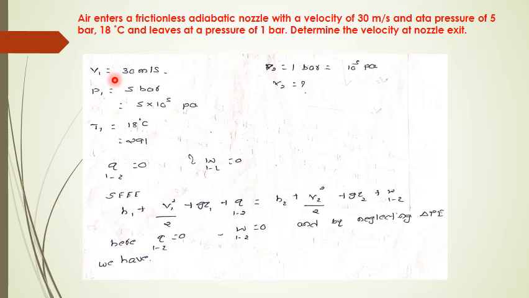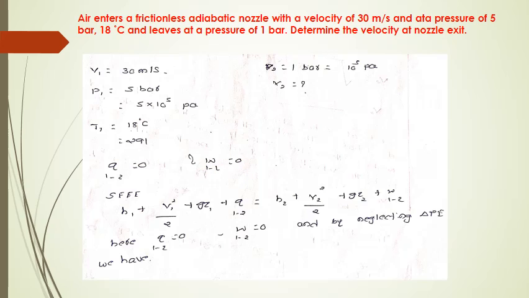Inlet velocity is 30 meter per second and inlet pressure is 5 bar. If you convert 5 bar into Pascal, multiply it by 10 to the power 5. Then P2 is 1 bar, 10 to the power 5 Pascal. Then we need to find out V2, the exit velocity of the nozzle. Temperature at inlet, 18 degrees Celsius, is given. Then for nozzle we know that heat transfer from system to surrounding or surrounding to system is 0, and there is no work transfer.